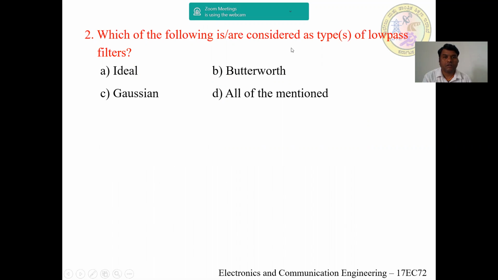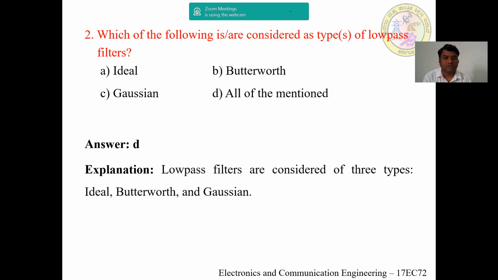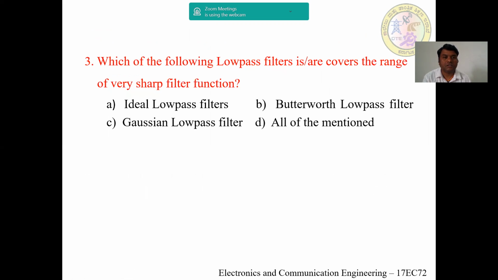Which of the following is considered a type of low pass filter? Ideal, Butterworth, Gaussian, all of the mentioned. The answer is D, all of the mentioned, because low pass filters are considered to be of three types: ideal, Butterworth, and Gaussian.